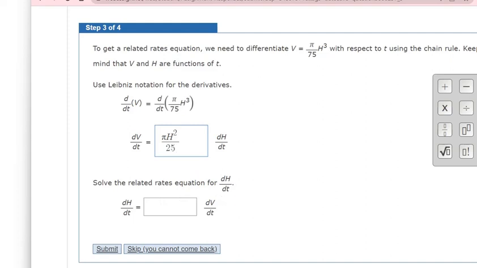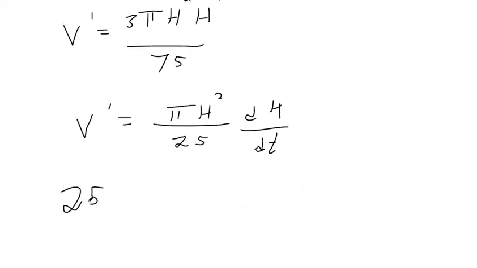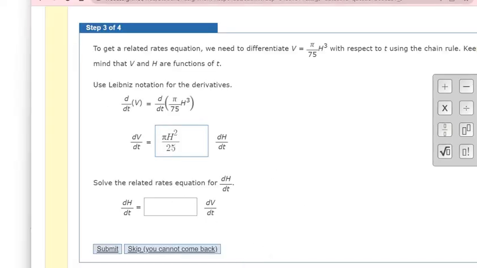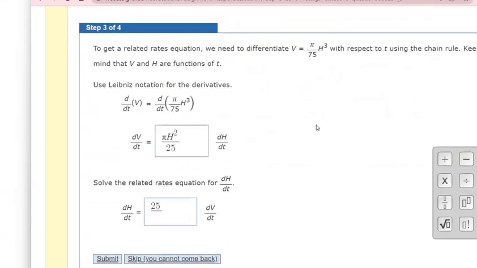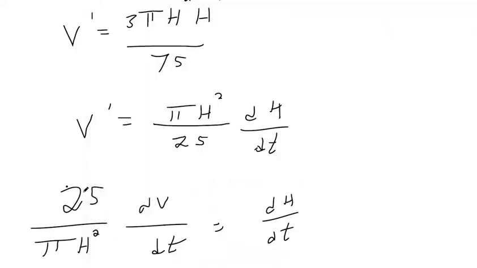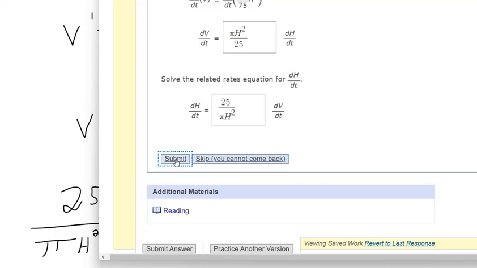for dh/dt. So they want you to just get this by itself, so you'd multiply the reciprocal to both sides. I'm going to get 25 over pi h squared, and that's times our derivative of V with respect to t, so that's dV/dt here. So I've done what they asked for, solve for dh/dt, so that's 25 over pi h squared times dV/dt, which I already have written there. So that should be good.